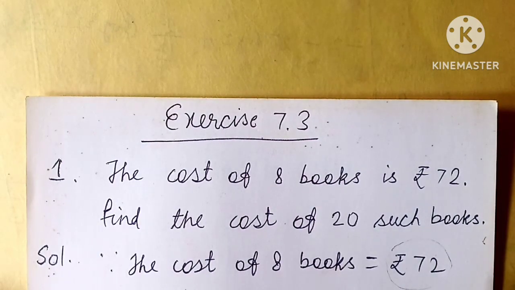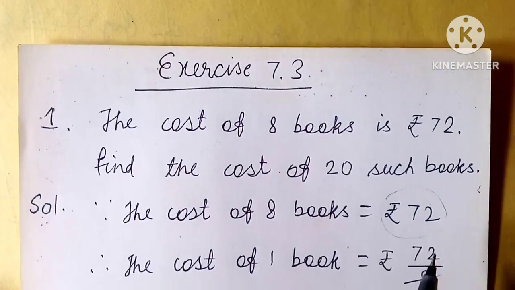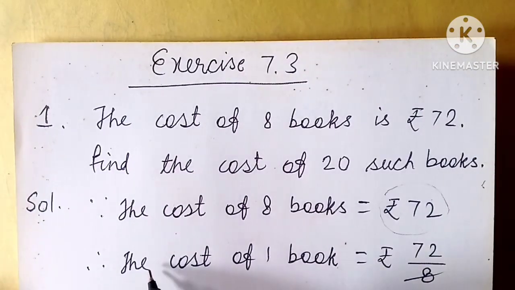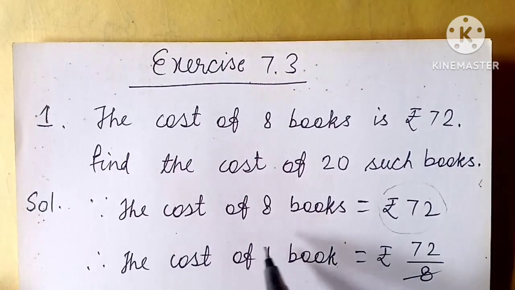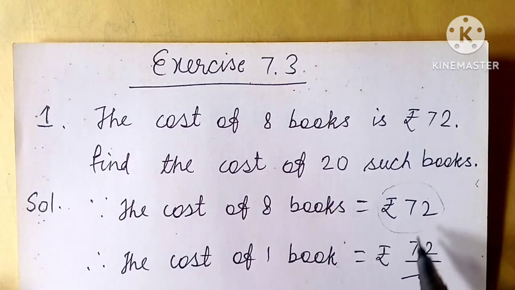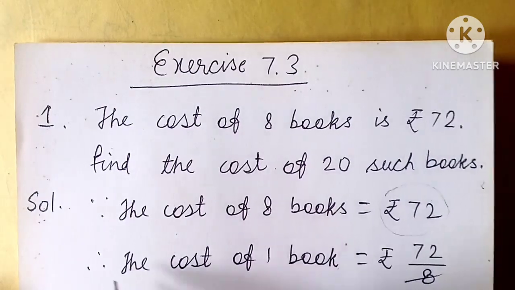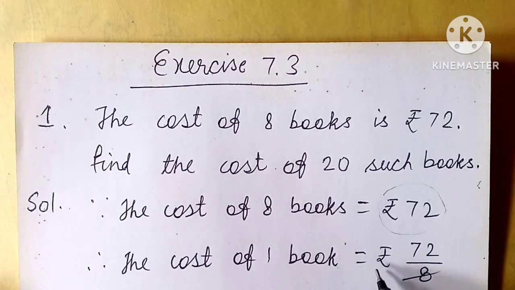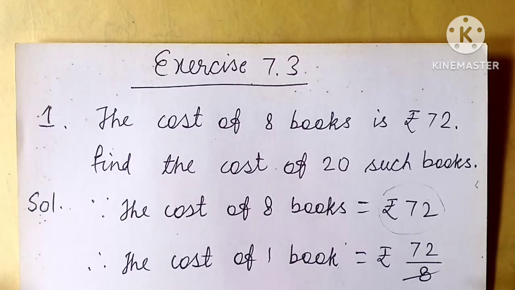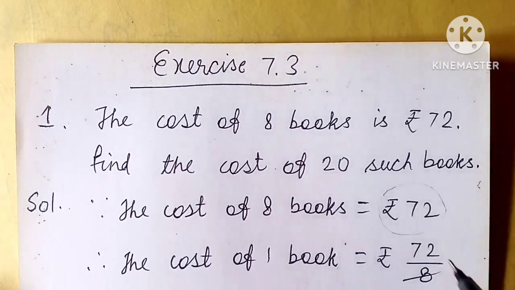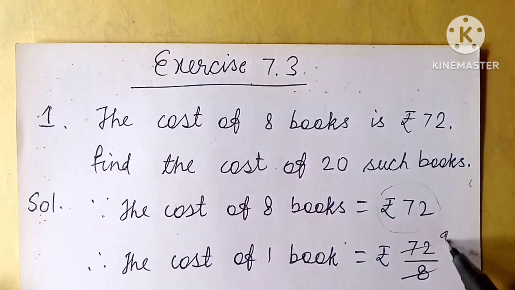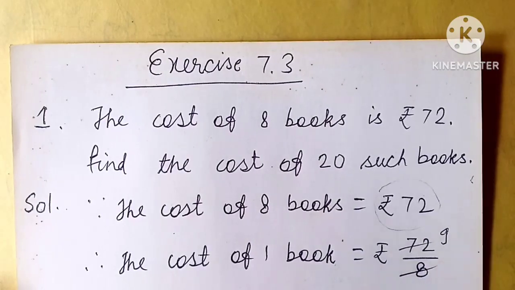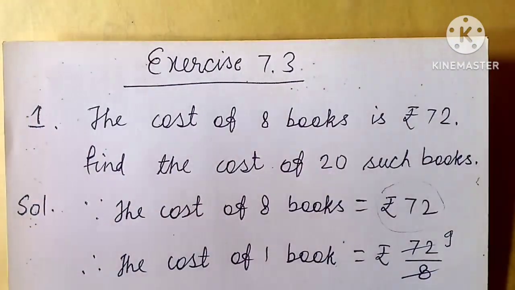Next we have to find the cost of one book, and for that we have to divide. Therefore the cost of one book is equal to, we have to divide this 72 by 8. Then we get 8 9s are 72. So rupees 9 is the cost of one book.